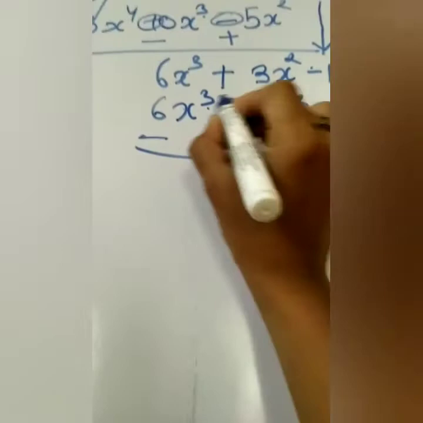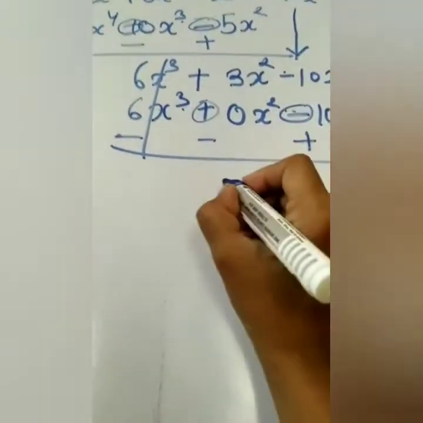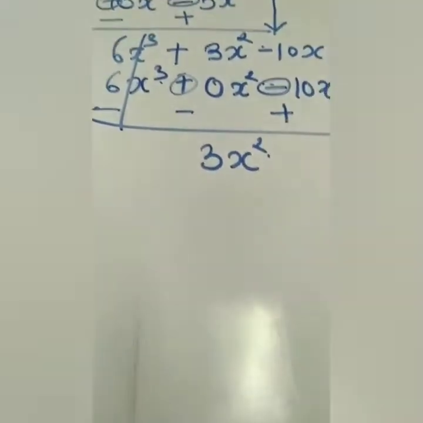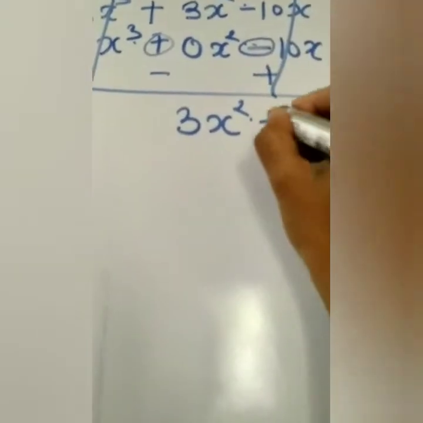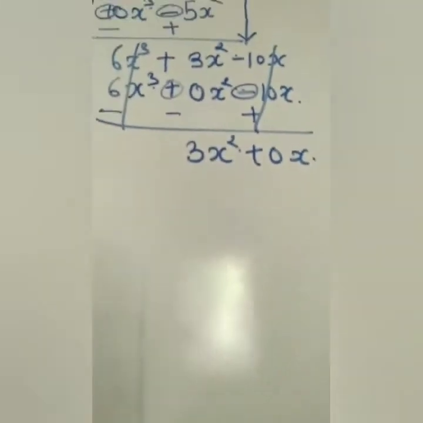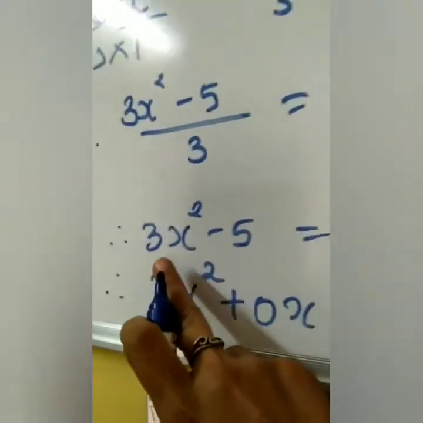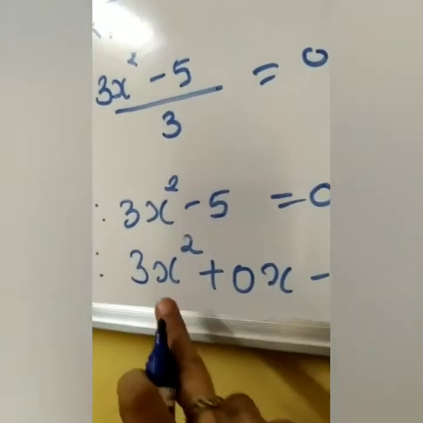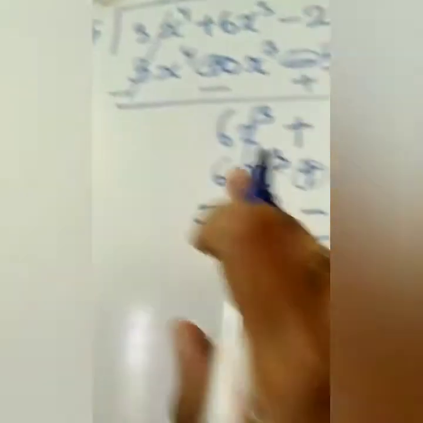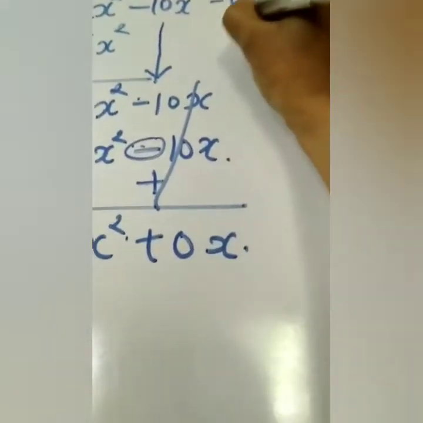Now we will forget this. We will cancel out this. This will filter out. It will become 3x square. Plus minus again it will cancel. So it will become 0x. Why we are keeping 0x? If you are not keeping, it is like this: 3x square minus 5. But if we are keeping 0x, so it will be like this. So don't be confused. To make ourselves comfortable, we are doing this.